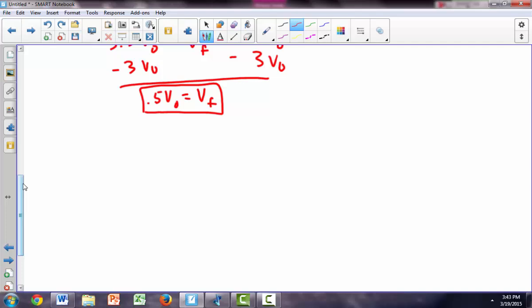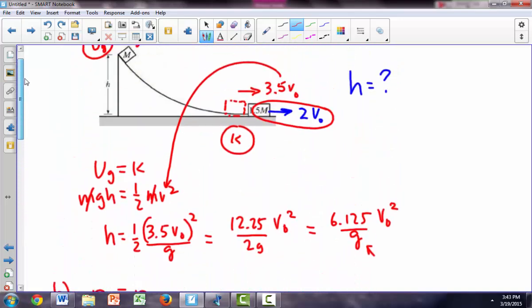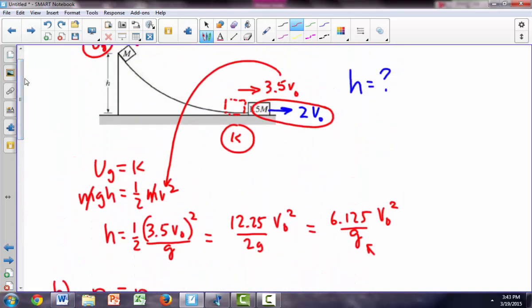And if you think about the type of energy that I've got at the beginning, after these two blocks collide, they're going to travel a distance d. Actually, no, just the one block, sorry. We're focused on just the larger block. The 1.5 m block is going to slide distance d. So it has no energy at the end.